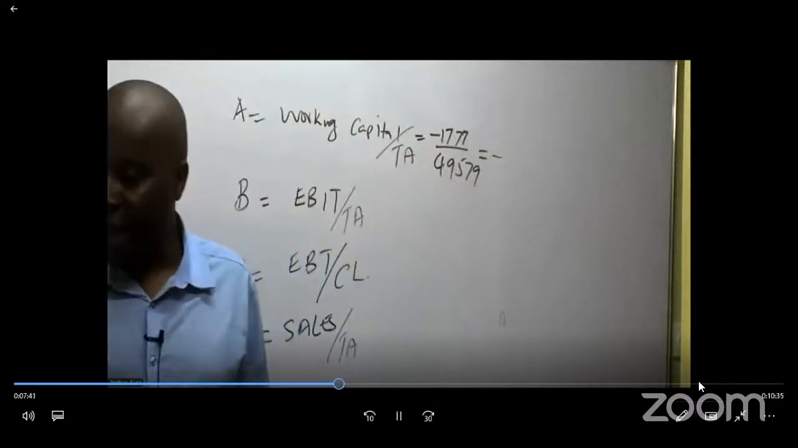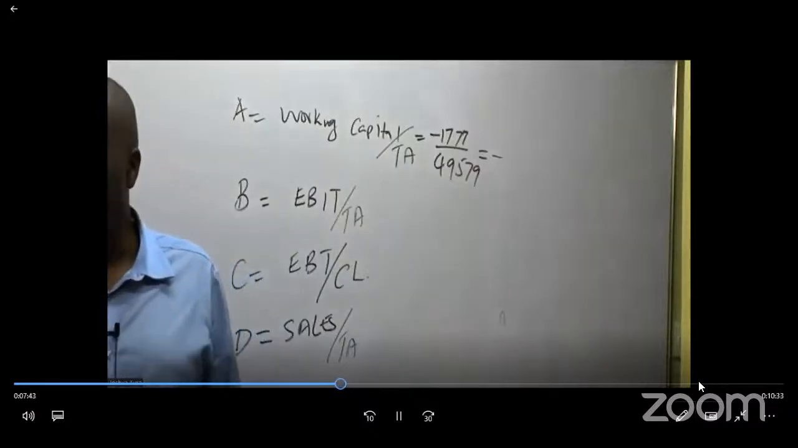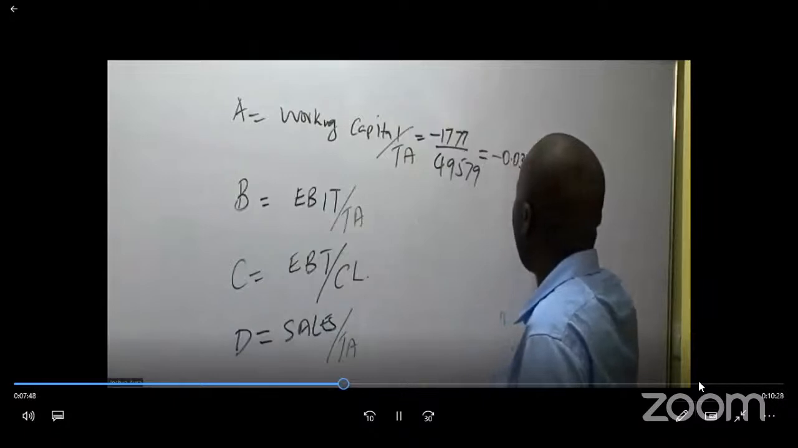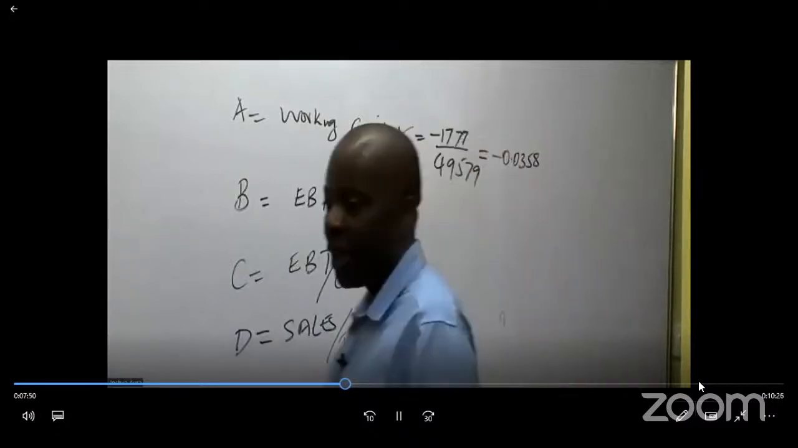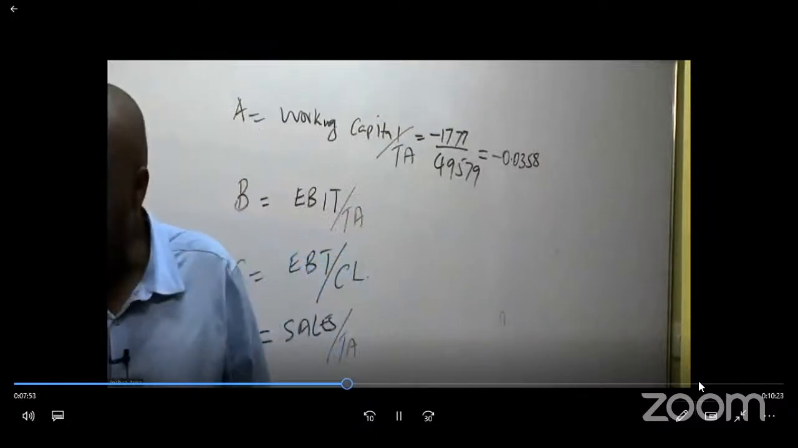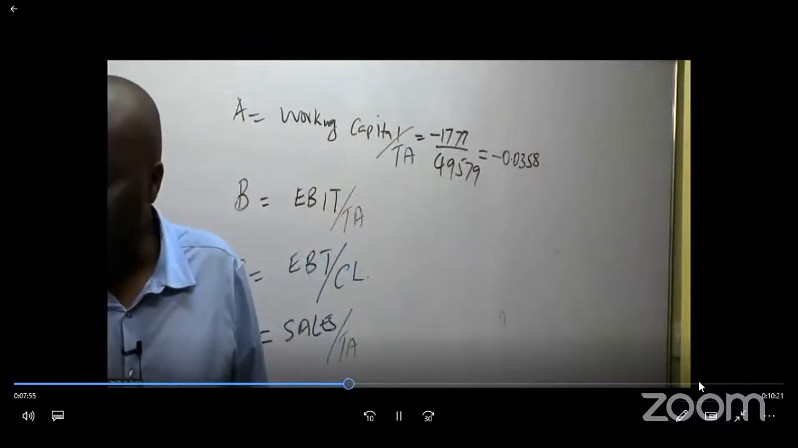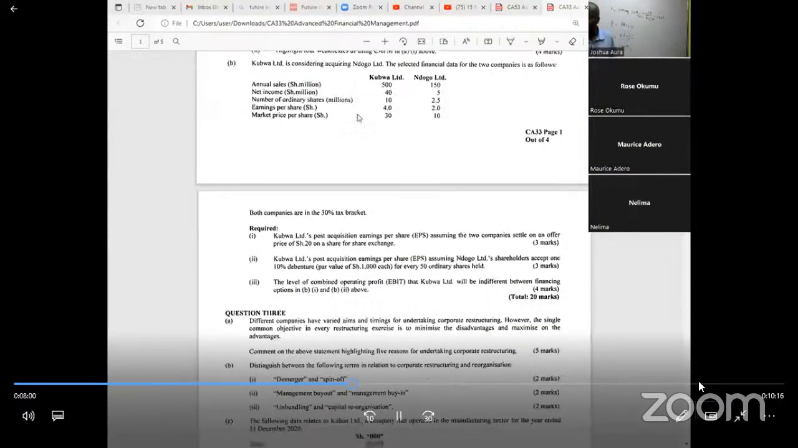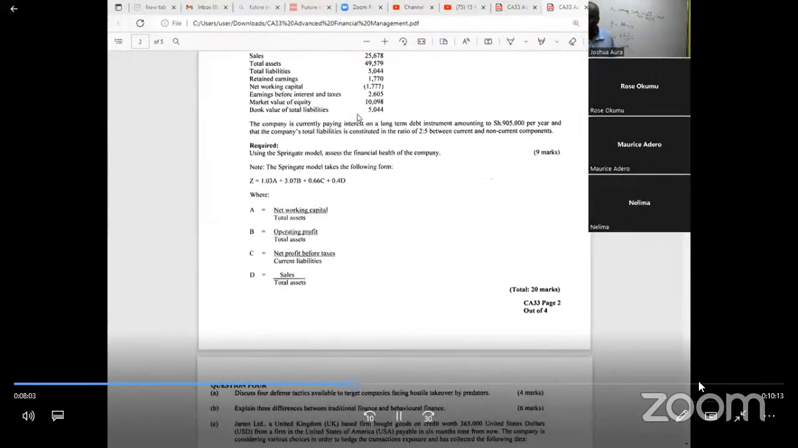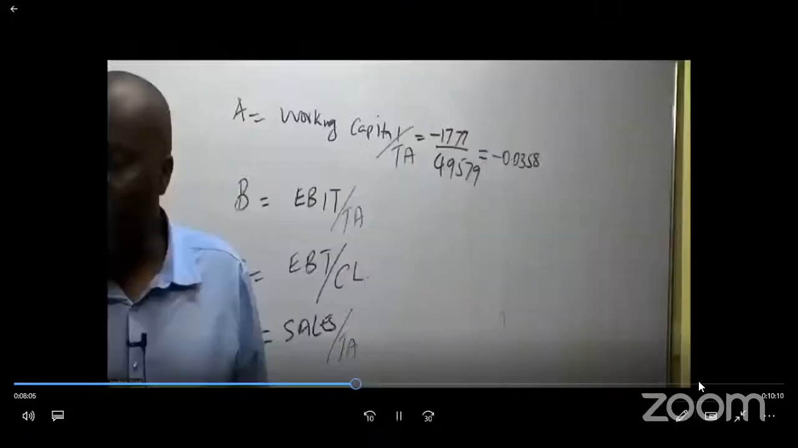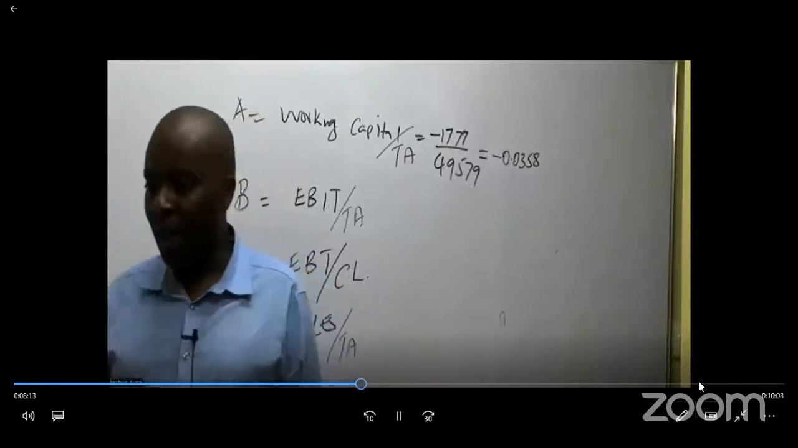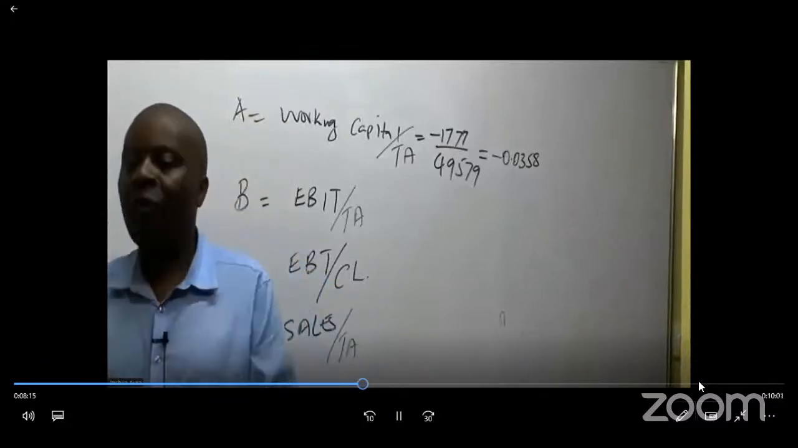So are you able to give me these figures, ladies and gentlemen? According to Liz Mathia here, we have negative 0.0358. Thank you so much. This is for December 2021, question number 3. So they're giving me this figure, and all of them are agreeing it is negative 0.0358.